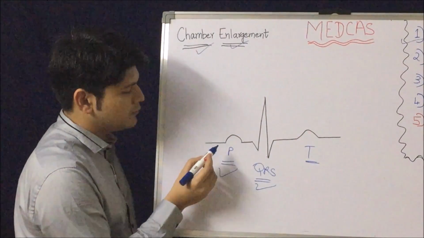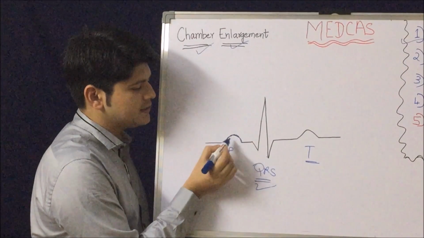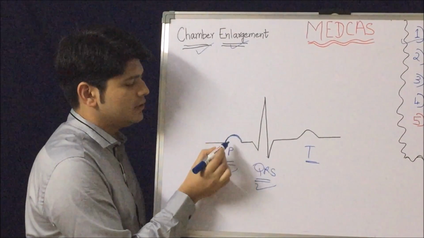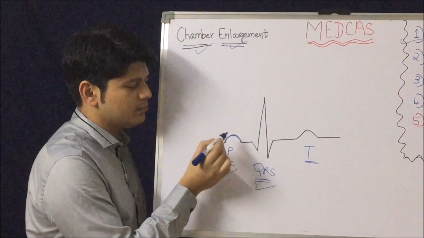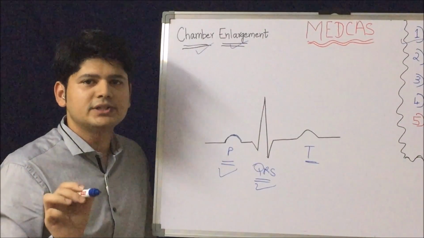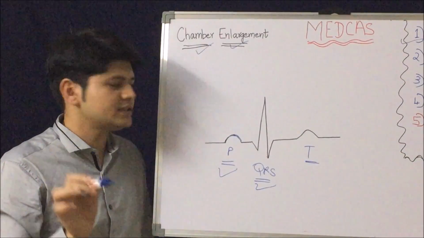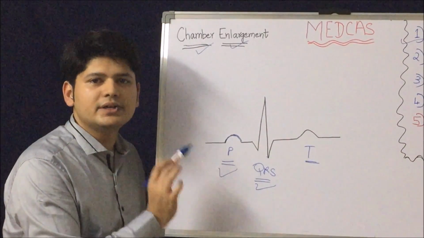Now the P wave, if you see, starts from here and ends here. This is your total P wave. The P wave represents the depolarization taking place in the atria. So atrial depolarization is demonstrated by the P wave on the ECG.